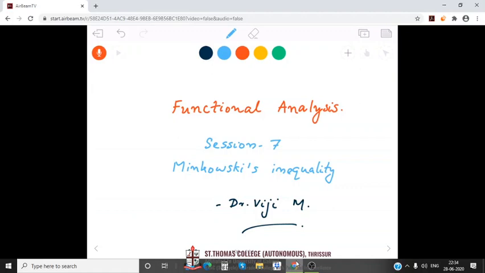Let's start our 7th session on functional analysis. In this session, we will be discussing Minkowski's inequality, mainly Minkowski inequality in sequence spaces. So, let's move on to Minkowski inequality. In session 5, I have told you already that Minkowski inequality is nothing but the triangle inequality in LP space, the triangle inequality of norm P.